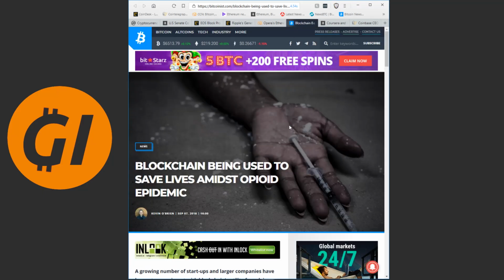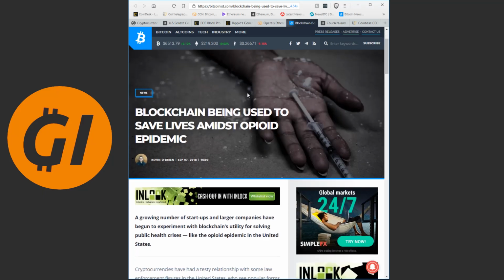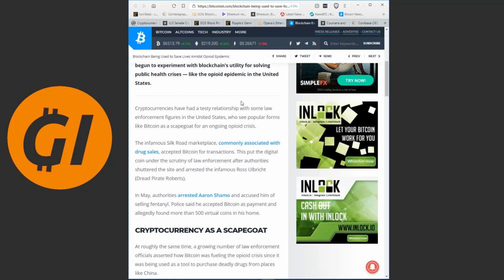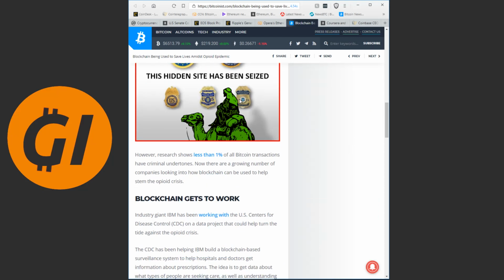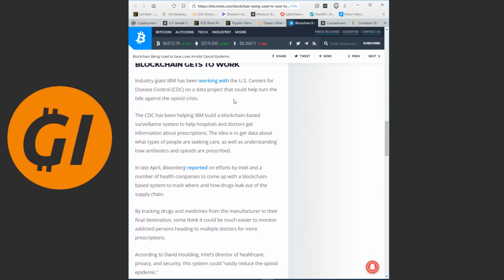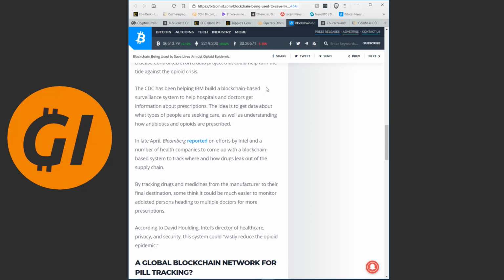Next up. Blockchain being used to save lives amid opioid epidemic. Now, this is also a pretty long article, so I'm not going to read through it. But this is the important part. Industry giant IBM has been working with the US Centers for Disease Control on a data project that could help turn the tide against the opioid crisis. The CDC has been helping IBM build a blockchain-based surveillance system to help hospitals and doctors get information about prescriptions.